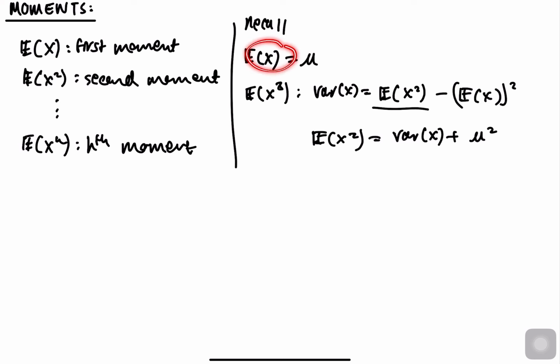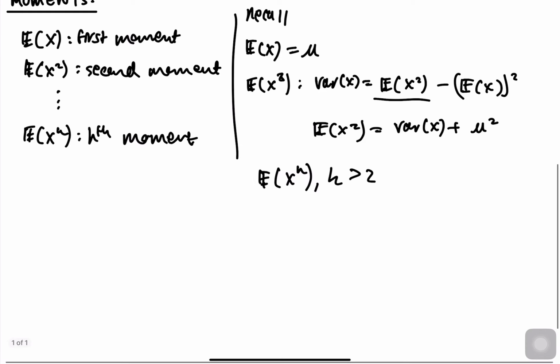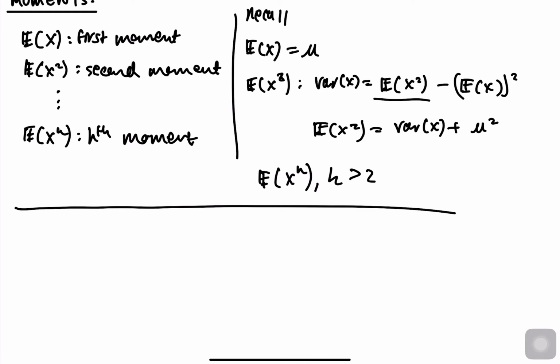But what if you don't know mu? What if you don't have the variance, and what if you just want to find some other value? If you want to find the expectation of x to the power k for a value of k greater than 2, what can you do? Well, this is where our distributions come into play.